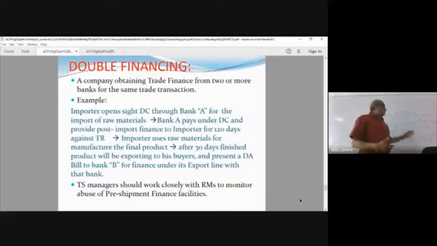Then they have to settle the bills. Right? They can't just go on without settling the bills.